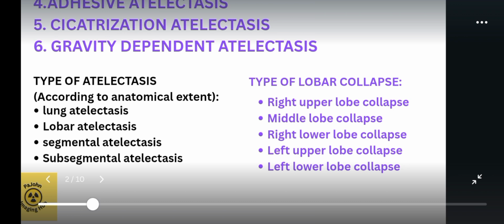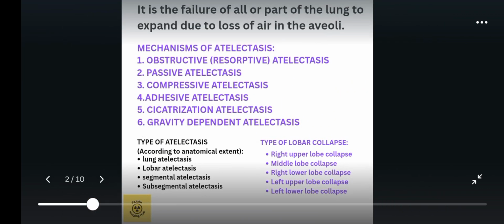Then we look at types of lobar collapses or lobar atelectasis. I've mentioned them: the right upper lobe collapse, middle lobe collapse, right lower lobe collapse, left upper lobe collapse, and left lower lobe collapse. We don't have a left middle lobe, but we have the lingula, which is part of the upper lobe. And we're going to see where the lingula is more affected and where it is not. There are features to show that distinction in collapse.